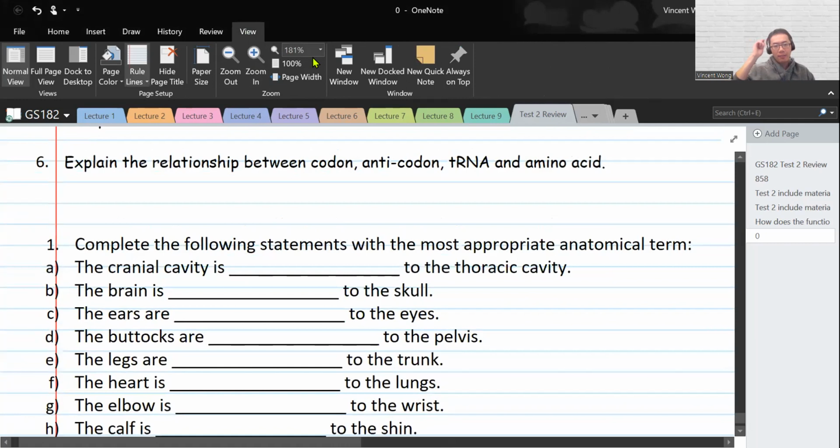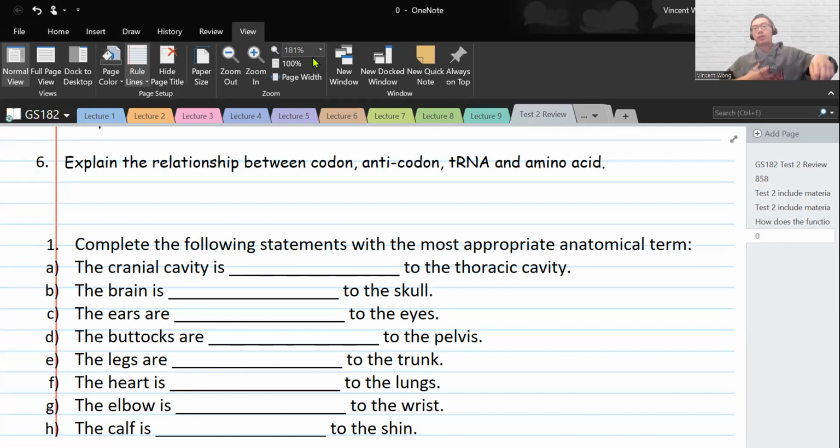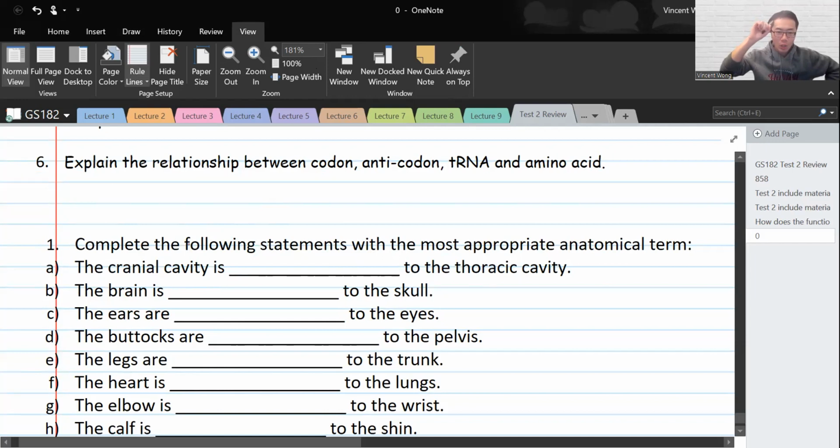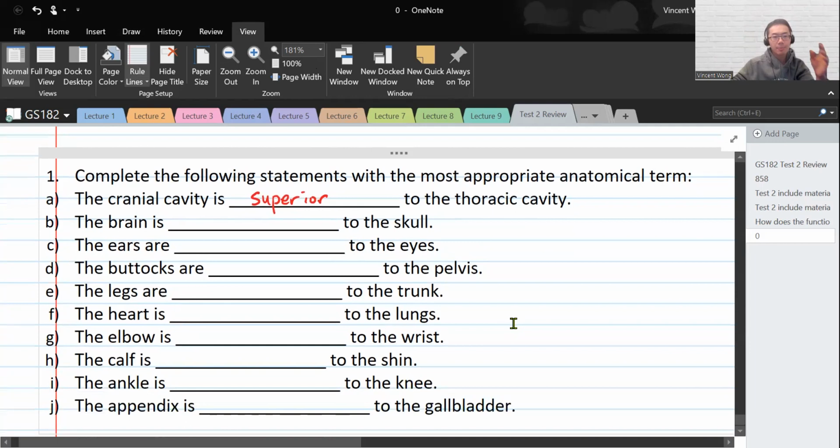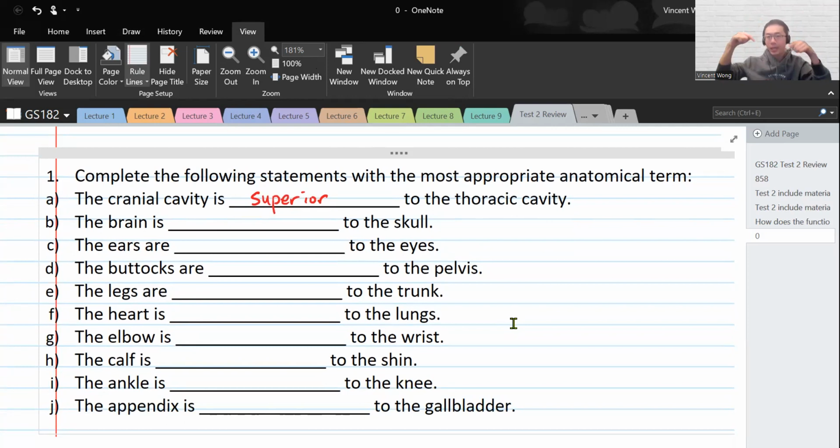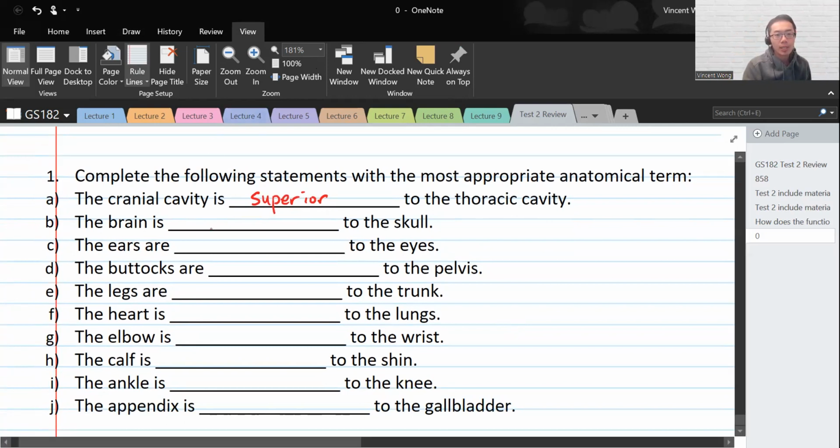So the cranial cavity is up here. That's where your brain is. And the thoracic cavity is right here, where your lungs and heart are supposed to be. So the cranial cavity is on top of the thoracic cavity, so we say superior. The brain is deep to the skull. The skull is like the skeleton of the head, and the brain is inside the skull, so we say deep. The opposite of deep is superficial.